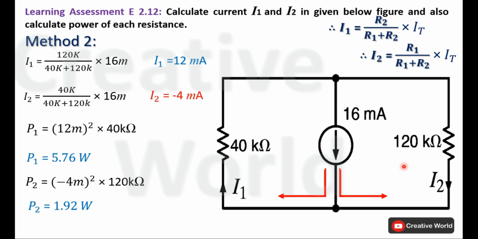Now if you compare both methods, the current divider rule reduces the time for the calculation as well as the calculation steps. So this is a very useful method for the calculation of currents when we are dealing with only 2 or 3 parallel resistances.